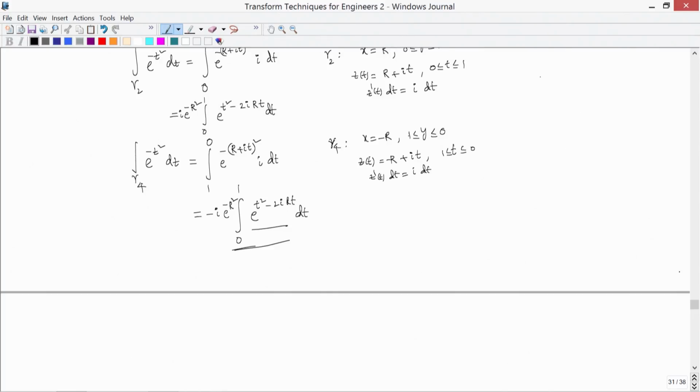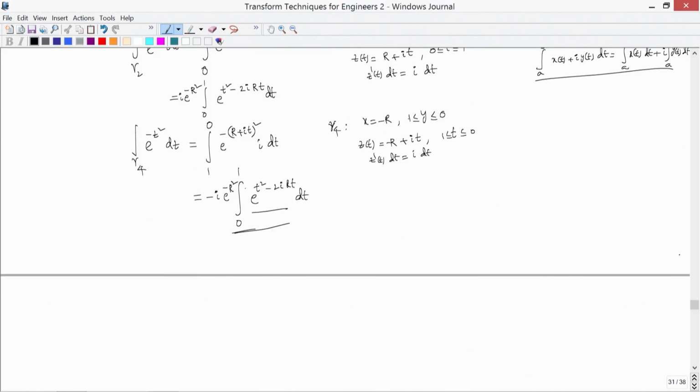What do I mean by this finite integral from a to b of z of t, that is x of t plus i times y of t dt? It means the integral from a to b of x of t dt plus i times the integral from a to b of y of t dt. This is how it is defined. So that is how these are integrable functions; this integrand is an integrable function.